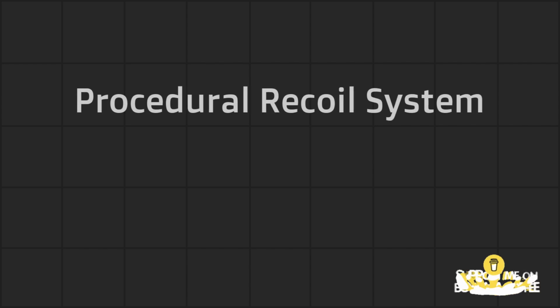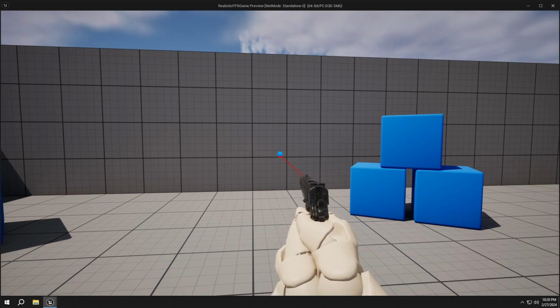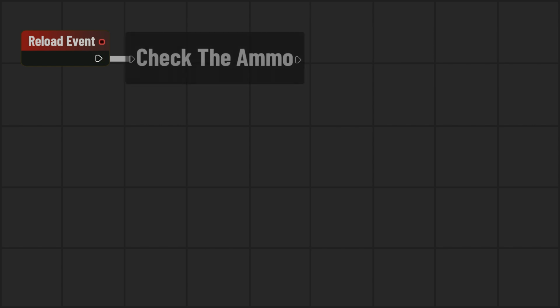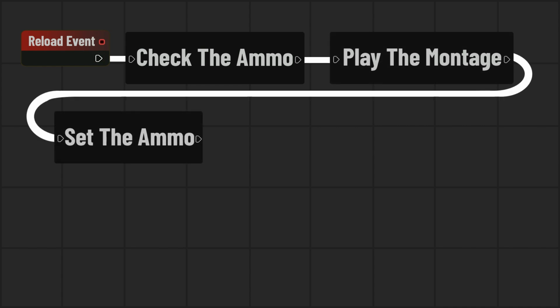Today, we are going to create 2 systems, the Procedural Recoil Pattern System and the Reload event. In the Procedural Recoil Pattern System, we will add some values to our controller's pitch input every time we fire a bullet. And the values we will add will be in a pattern, so it will be possible to control the recoil. And for the reload event, we will first check the ammo to select the anim montage we will play. Then we play the anim montage we've selected. And lastly, we set the ammo to magazine size.